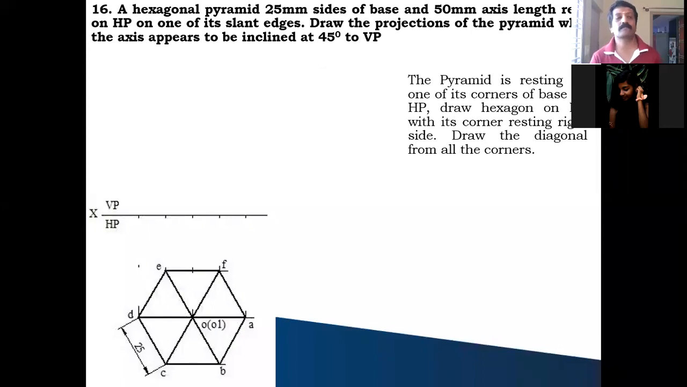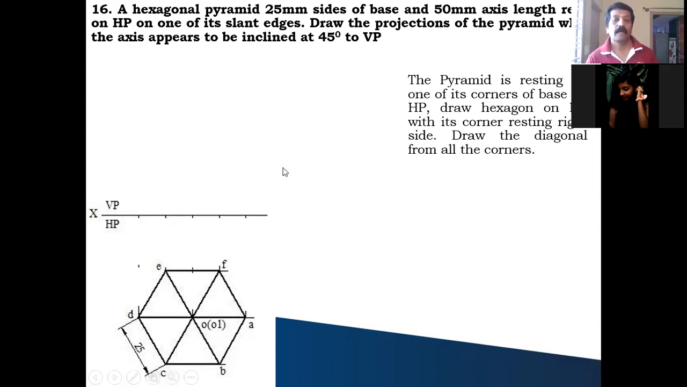So same principle, same method we're going to use for this. A hexagonal pyramid of 25 millimeters side of base, 50 millimeter axis length, rests on HP and one of its slant edges. Draw the projection of the pyramid when the axis appears to be inclined at 45 degrees to VP as given. So you know how to draw the hexagon with the help of the circle method, and it says it is resting on one of the slant edges. The slant edge, where are you going to get it? The slant edge, you are going to get at the corner, correct?